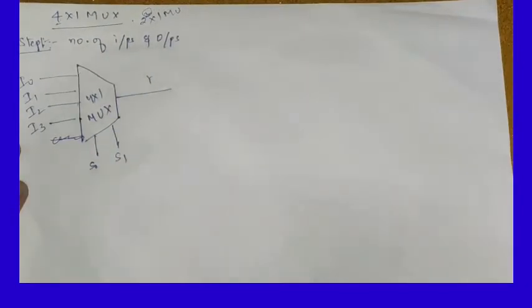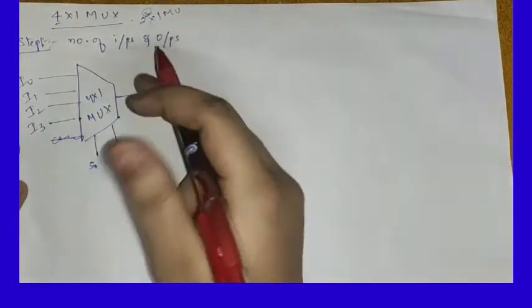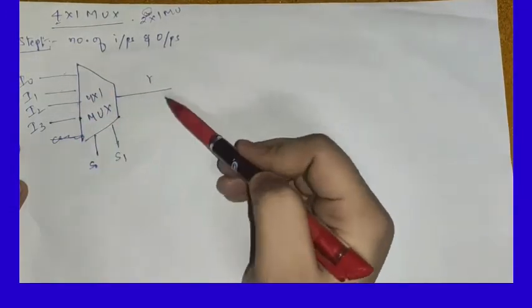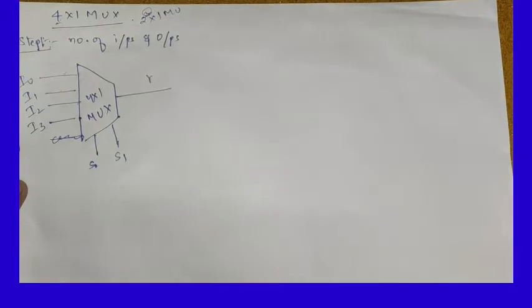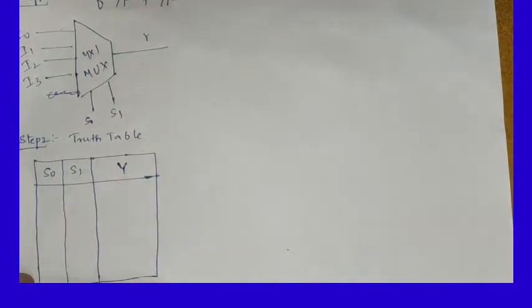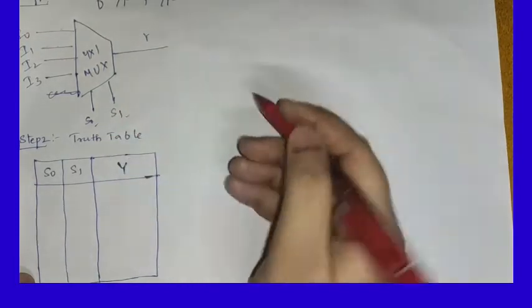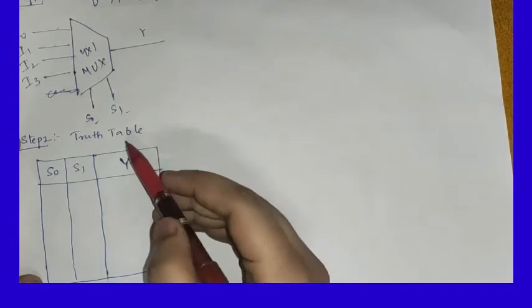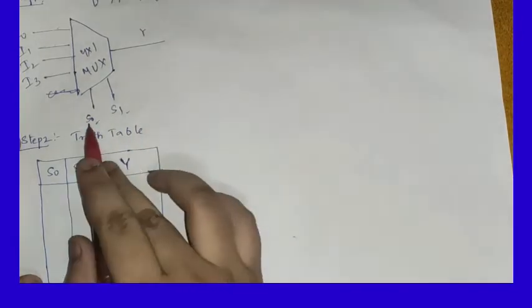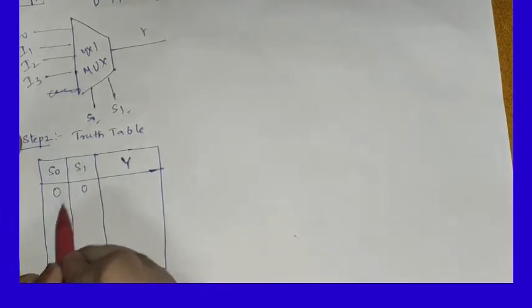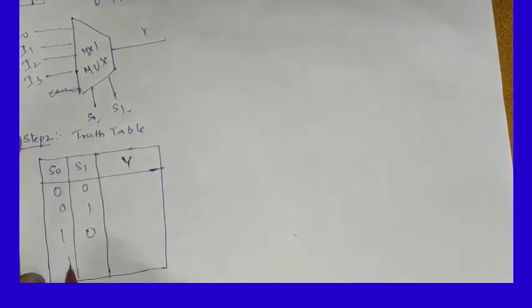So we have found the number of inputs: the number of inputs is 4, the output is 1, and there will be 2 selection lines. Step 2 is writing the truth table. We have the 2 selection lines s0 and s1, and the output is y. The possible combinations are 2 power 2, that is 4 combinations, for 2 variables. The 4 combinations are 0 0, 0 1, 1 0 and 1 1.